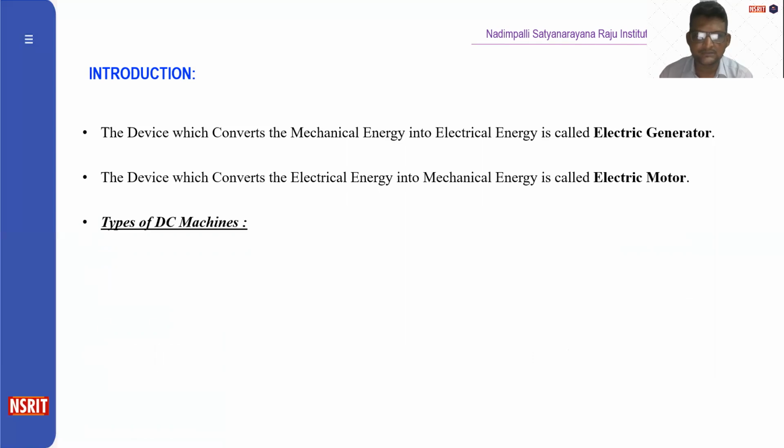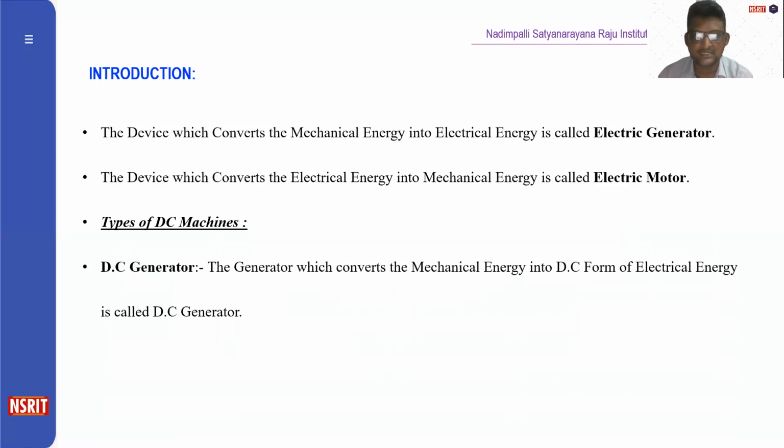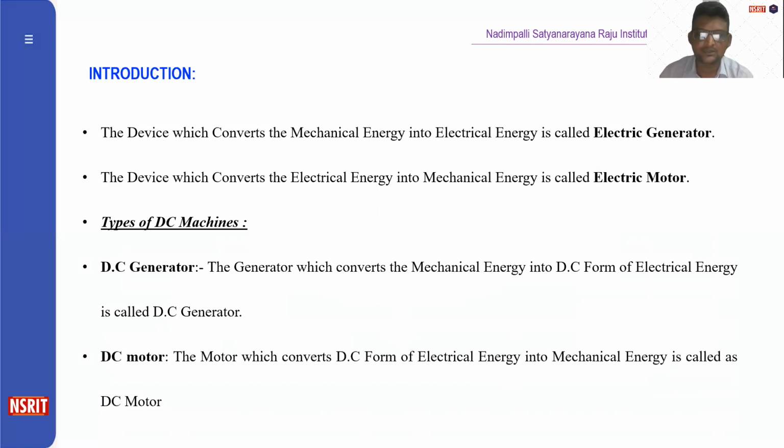What are the types of DC machines? We know that DC motor and DC generator. Coming to the DC generator, it is a generator which converts mechanical energy to electrical energy. But in which form? This is the DC form of electrical energy, hence called a DC generator. Coming to the DC motor, the motor is converting electrical energy to mechanical energy, but it takes the DC form of electrical energy. That's why it is called a DC motor.